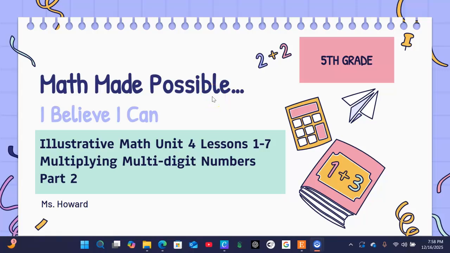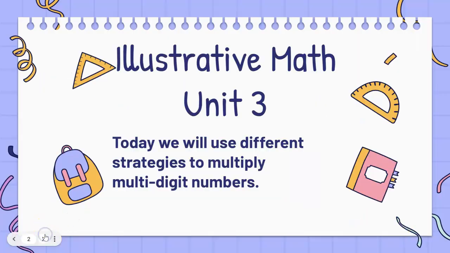I'm your current teacher, Miss Howard, and in this video series we're going to be using the Illustrative Math Unit 4, and we're going to be doing something different. We're going to be reviewing lessons 1 through 7, but we're going to be using strategies to multiply multi-digit numbers. This is part 2 of our video series because I ran out of time with my first video. So let's pick up with our strategies to multiply multi-digit numbers.